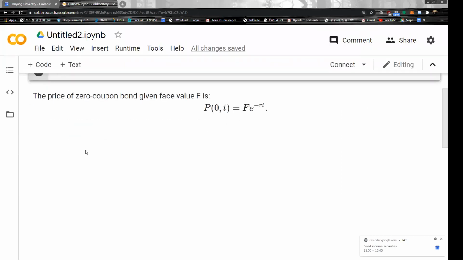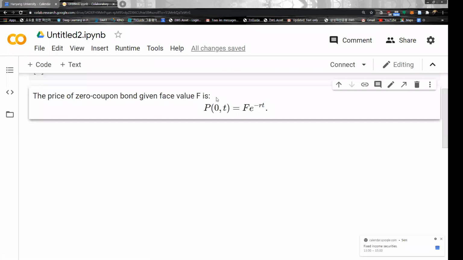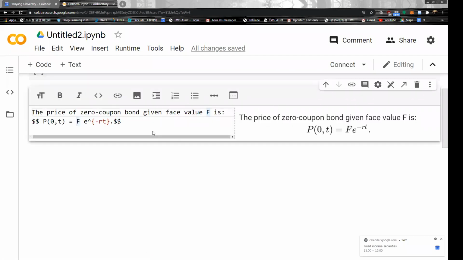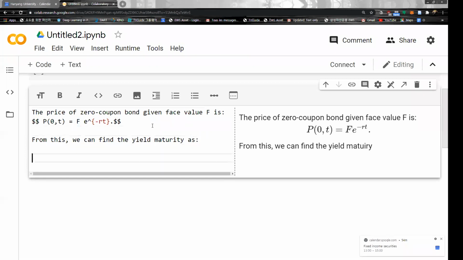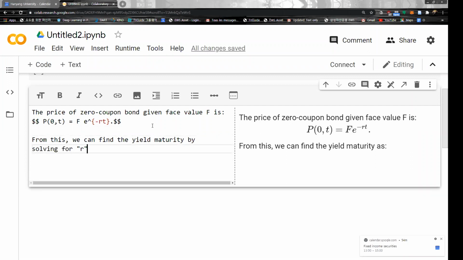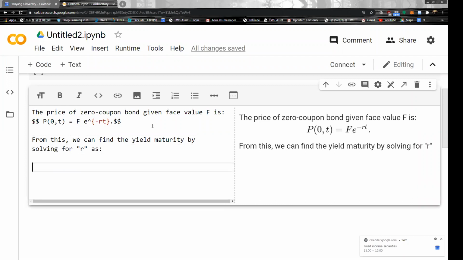And then given this zero coupon bond price, of course, we can recover the yield to maturity, right? From this, we can find the yield to maturity by solving for R, right? Then how to do it?